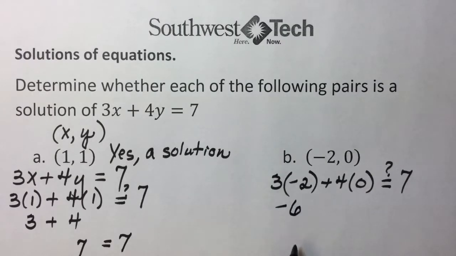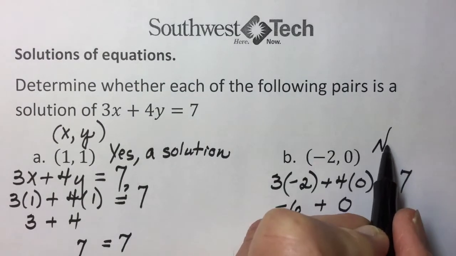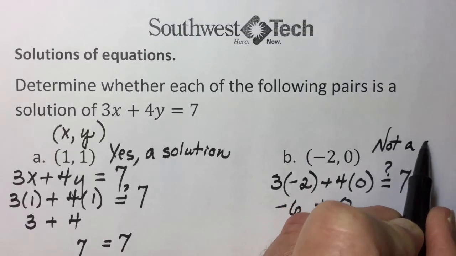We end up with a negative 6, and 4 times 0 is 0, which when added together is negative 6, not equal to 7. Because we didn't get an equality or true statement, we would say not a solution.